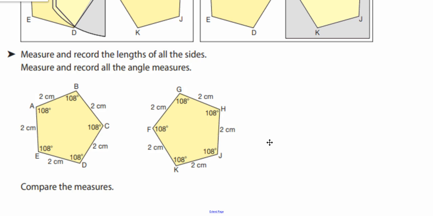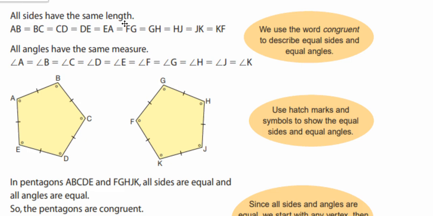When I look at them, I can see that they are all the same. And so therefore, I know that these are two congruent pentagons. To break it down a little bit further, I know that AB is equal to BC, which is equal to CD, which is equal to DE, which is equal to EA. Basically all this means is that all of those sides are the same, and they are the same as all of these sides, because every single one of them is 2 centimeters.